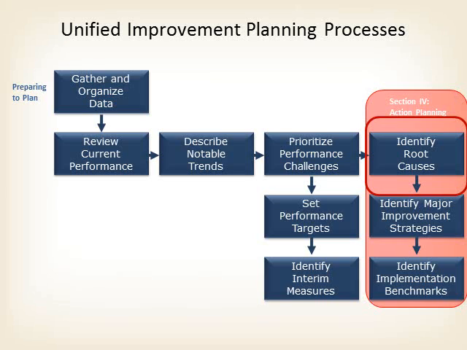Action planning starts from the root causes that were identified in the data narrative. Major improvement strategies should be identified for each root cause, with some major improvement strategies addressing more than one root cause. Major improvement strategies include action steps, timeline, key personnel, and resources. Then for each action step, implementation benchmarks must also be identified. Schools should also indicate the status of action steps that are already in progress.